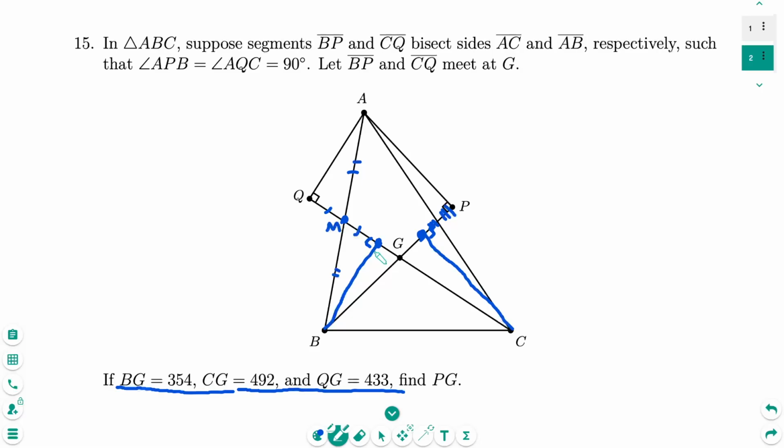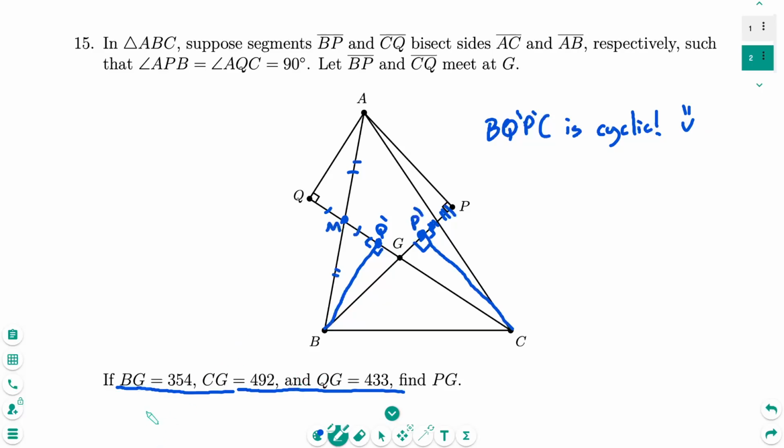The reason it's helpful is because now we have a cyclic quadrilateral. Let's call these points Q prime and P prime. Because BQ prime C and BP prime C are right angles, B, Q prime, P prime, C is a cyclic quadrilateral. And that's good because when we have a cyclic quadrilateral, we can use power of a point on the diagonals.